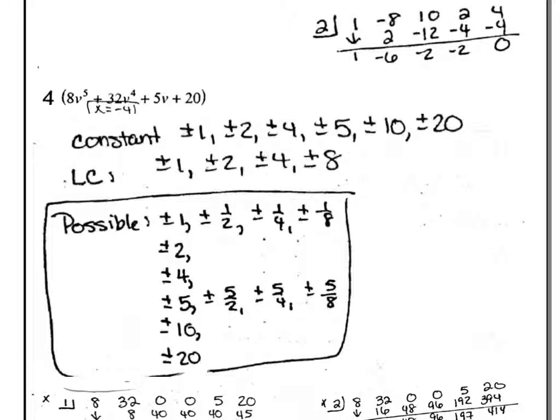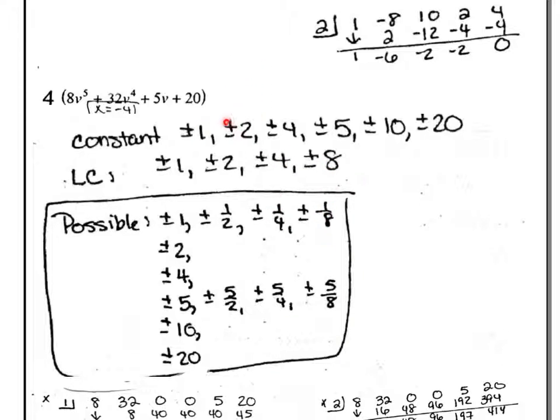The next one, number 4, there were lots of possibilities here. So I tried to organize this as much as possible. So here were the constant factors of 20. Here were the leading coefficient factors of 8. So what I did was, if you notice, 1 over 1 is 1, 1 over 2 is 1/2, 1 over 4 is 1/4, and 1 over 8 is 1/8.